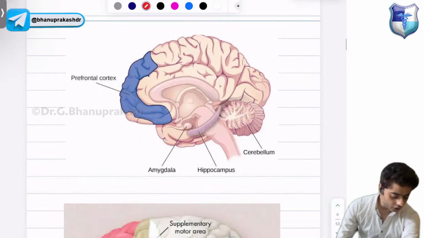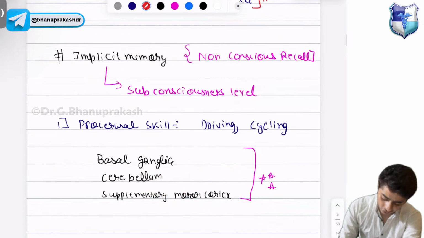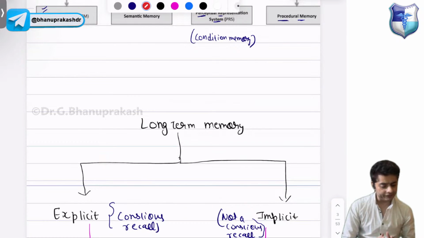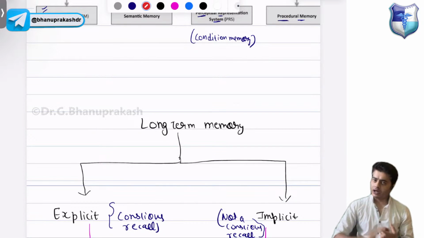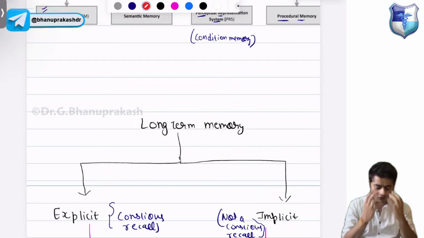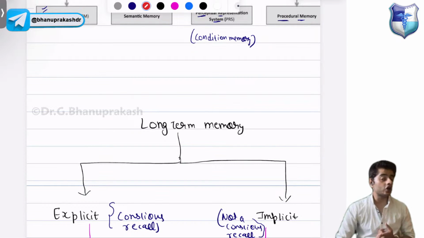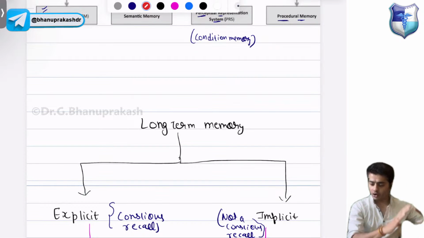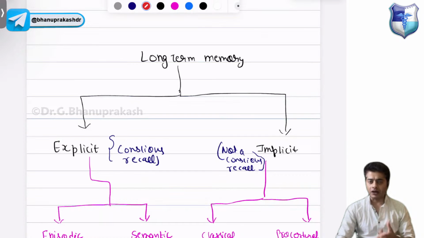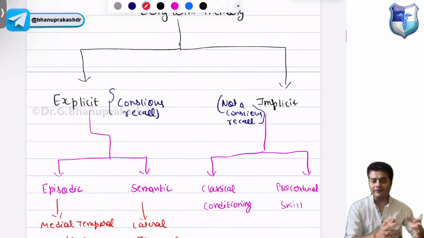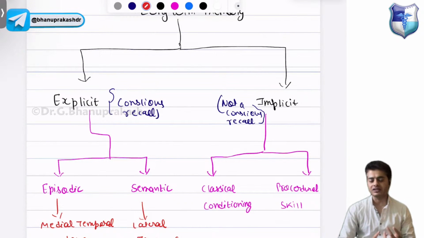Now we have understood that we have three types of memory, so let's repeat. First is your immediate memory, in your prefrontal cortex, because you think with your prefrontal cortex. Then comes your short-term memory, which is stored in your hippocampus. Then comes your long-term memory, generally in the neocortex. Long-term memory is divided into two parts: explicit and implicit. In explicit, you have to think consciously; in implicit, you don't. Explicit is divided into episodic and semantic.